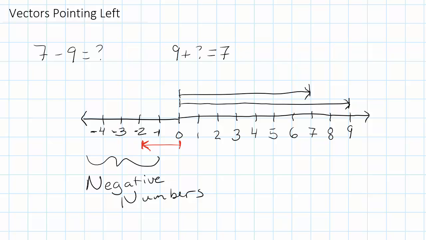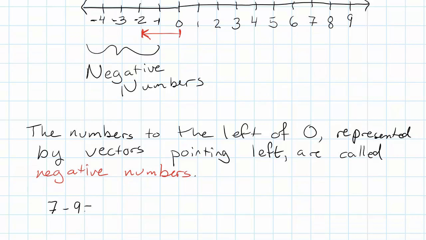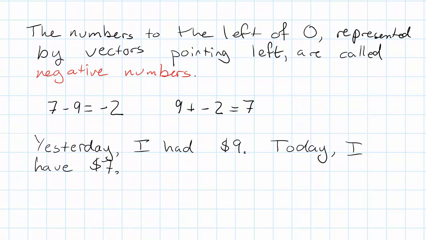the negative numbers. What we've discovered through all of this exploration is that 7 minus 9 is equal to negative 2, and also that 9 plus negative 2 is equal to 7. Remember the story this came from? Yesterday I had $9. Today I have $7. We've just discovered that the change, or the difference, is negative $2.